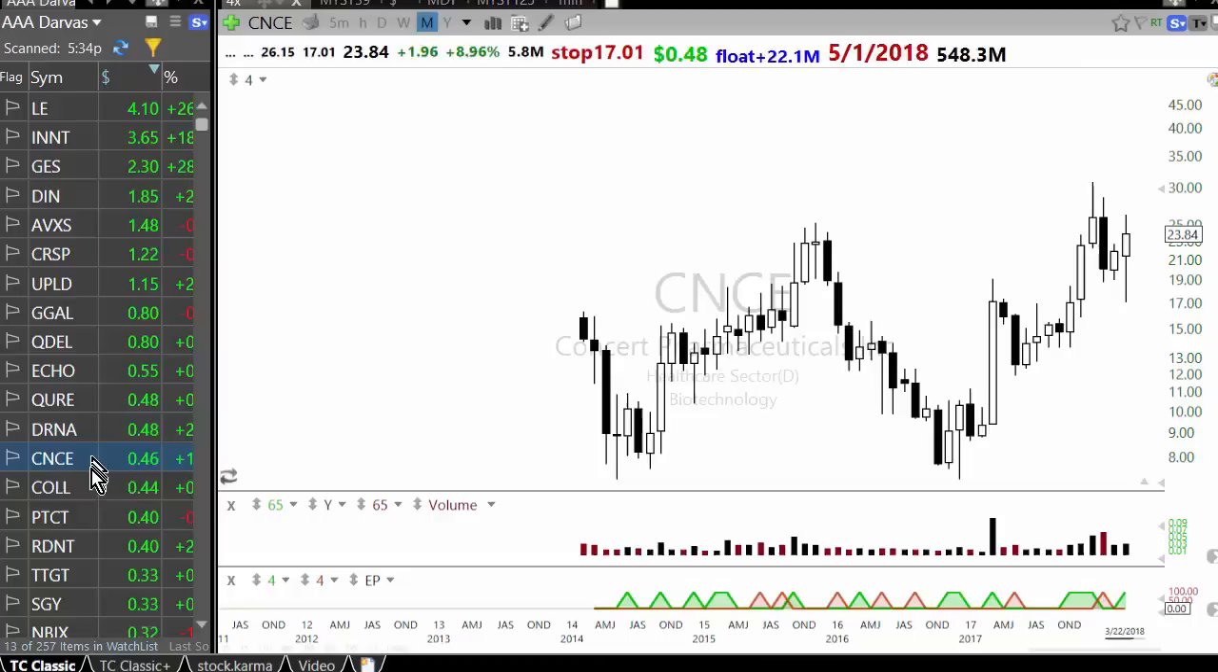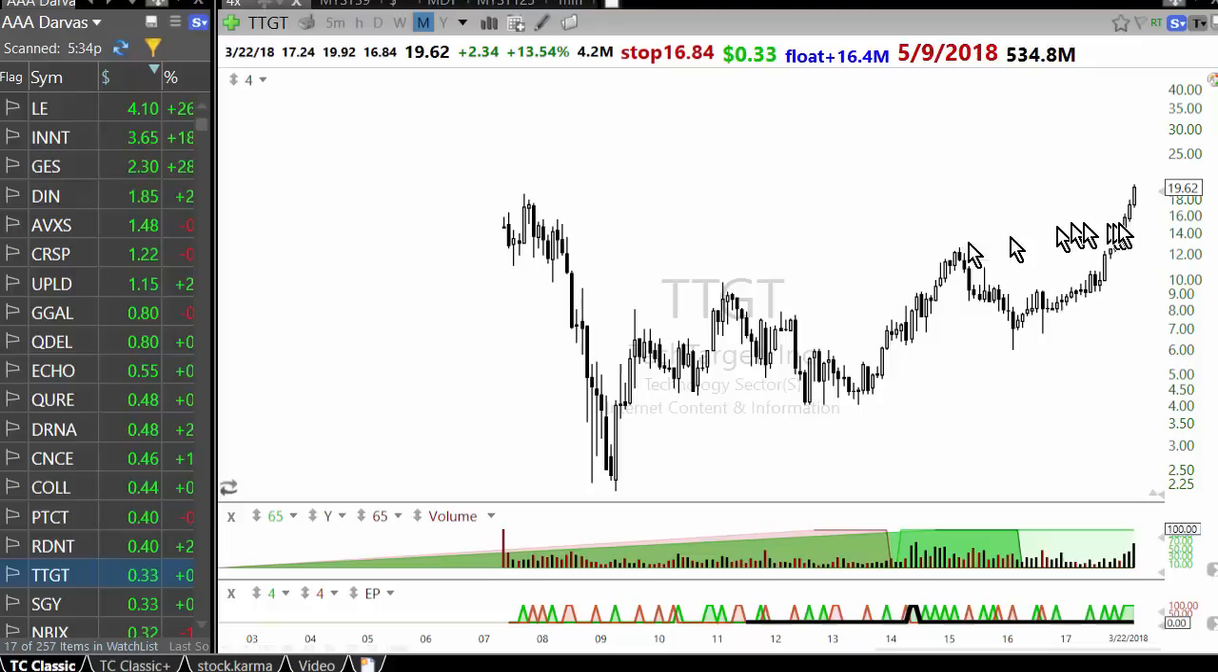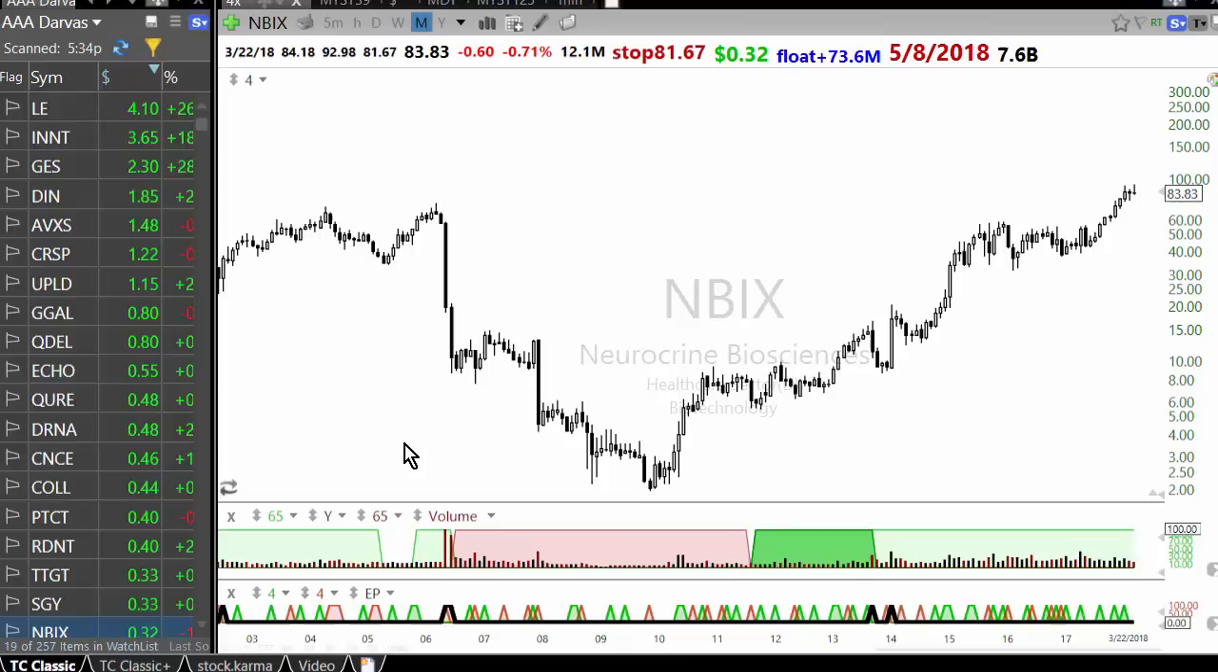So that criterion reduces the universe significantly, because if you use that, you'll only get stocks like this TTGT, which is near all-time high. So the first criterion is that the stock should have doubled from its 52-week low. The second criterion is that it should be near all-time high. And the next criterion he used was that the stock should be within 15 to 20% of its 52-week high.